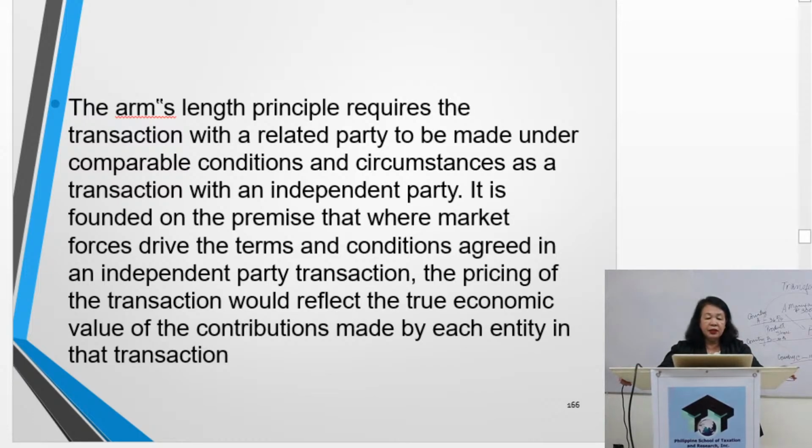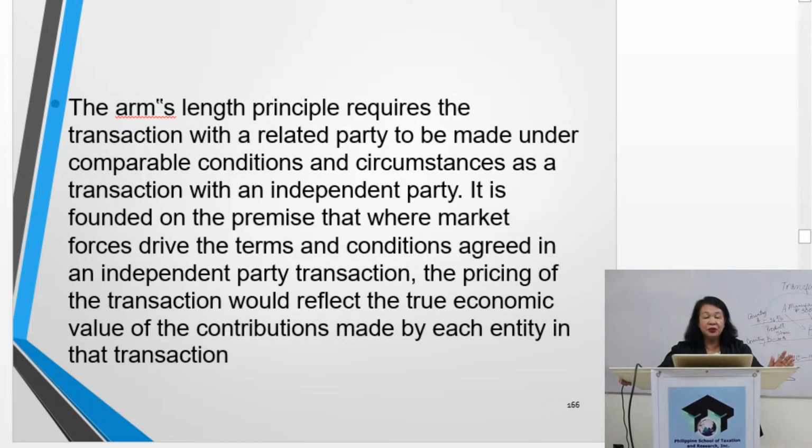So, what is that arm's length principle adopted by the transfer pricing advocates? The arm's length principle requires the transactions with a related party to be made under comparable conditions and circumstances as a transaction with an independent party. So, it is founded on the premise that where market forces drive the terms and conditions agreed in an independent party transaction, the pricing of the transaction would reflect the true economic value of the contribution made by its entity in that transaction. So, what is the real transaction according to this arm's length principle?